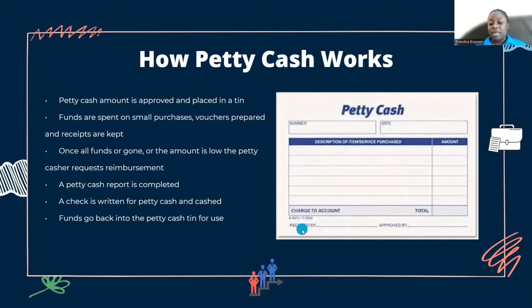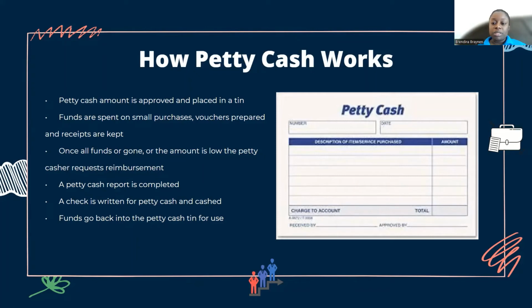Normally the person that receives, if I ask for $10, I'm going to sign as the person that received it. The person that's in the petty cashier is going to be the person that approves and says, it's okay, it's a valid reason to give them the $10. Therefore, I give it to them.